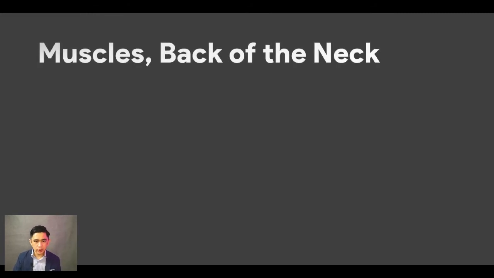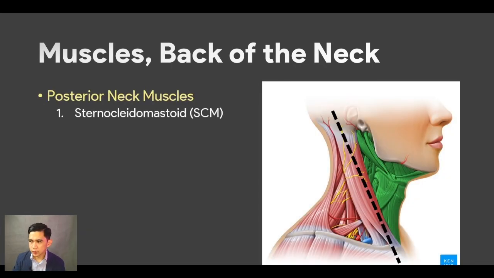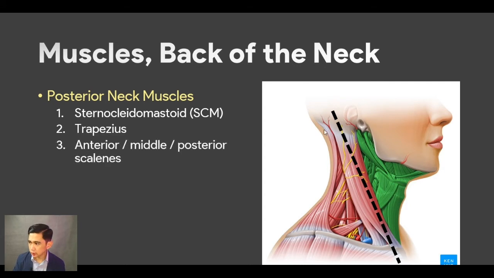Now, let's discuss the muscles at the back of the neck. So we have the sternocleidomastoid muscle, which we have already discussed. Next is the trapezius, this one. We have the anterior, middle, and posterior scalenes. It is deeper in both. And we have the semispinalis capitis and the splenius capitis muscles. Capitis means head, like capitate, decapitate. And these two muscles are found near the head at the back here, which we will show later.